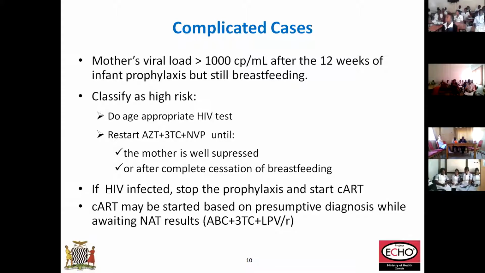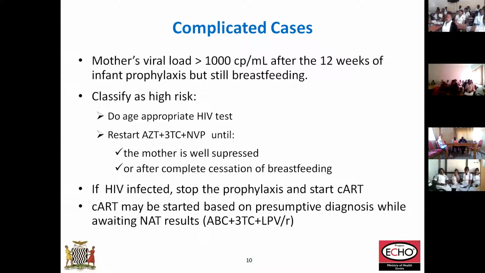Okay, another complicated case which has been asked before on this forum is, for example, a mother's viral load is more than 1,000 copies after the child had completed the 12 weeks of prophylaxis but is still breastfeeding. Such an infant, we still classify as high risk. They are still in danger of being infected. So at this stage, depending on the age, we will do an age-appropriate HIV test. If they are below 9 months, the first test we go for is a NAT. After 9 months, we start with a rapid test or serological test.